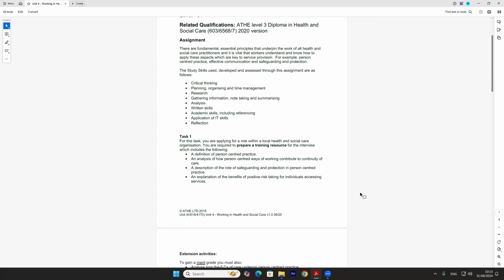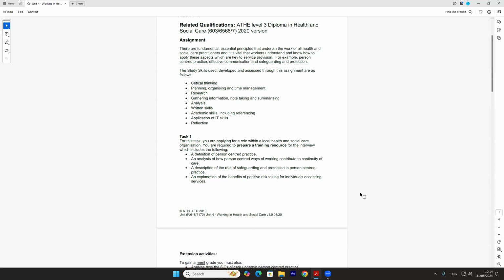So again, a few key points to consider are a balance of risk and autonomy. Positive risk-taking involves finding a balance between protecting individuals from harm and respecting their right to make their own choices. Then we have promoting independence. Allowing individuals to take risks helps them build confidence and independence, which are important aspects of person-centered care. Then we have enhancing well-being. Engaging in activities that involve risk, such as trying a new hobby or managing their own medication, can lead to greater satisfaction and well-being.